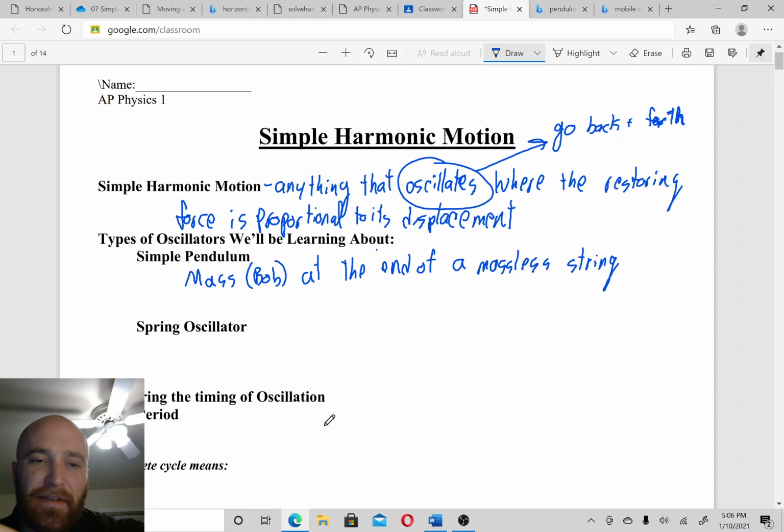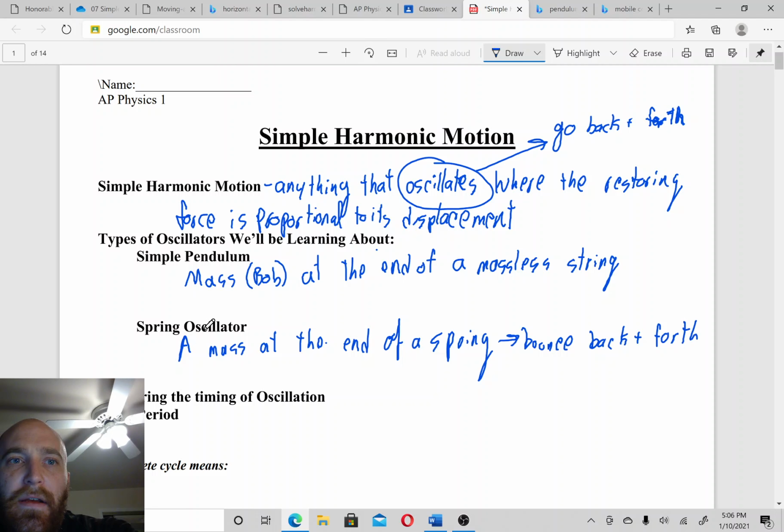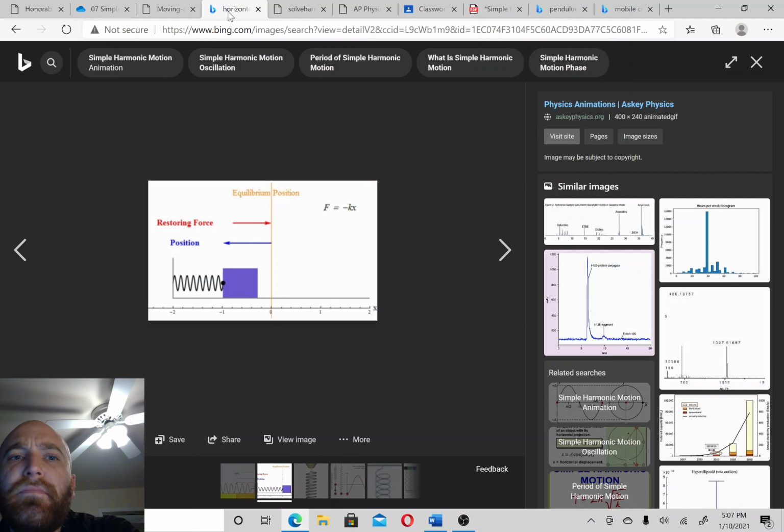Okay, a spring oscillator is a mass at the end of a spring, and it'll kind of bounce back and forth. We'll start out doing just horizontal spring oscillators, but we'll add in vertical as this unit sort of goes on.